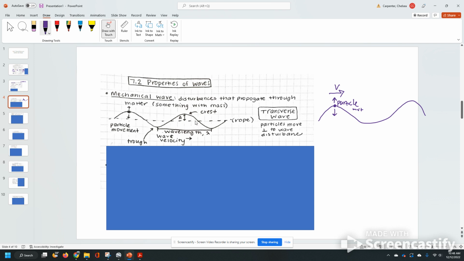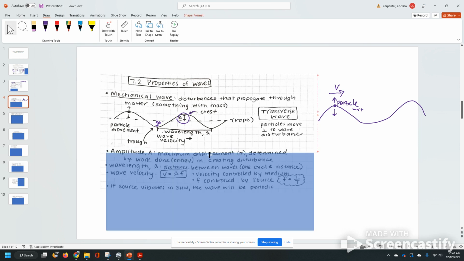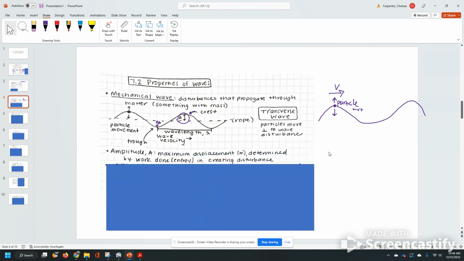Things that we can measure about a mechanical wave, we can have our amplitude here. That's our A, that's the maximum height of our wave. That would be measured to the crest, or it would be the same right here to a trough. We can measure the wavelength, which is the distance for one cycle. And we can measure the wave velocity, which I'll give you some formulas down here.